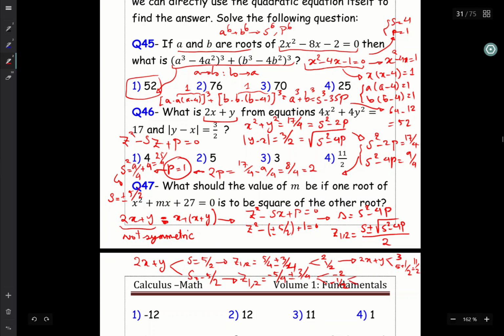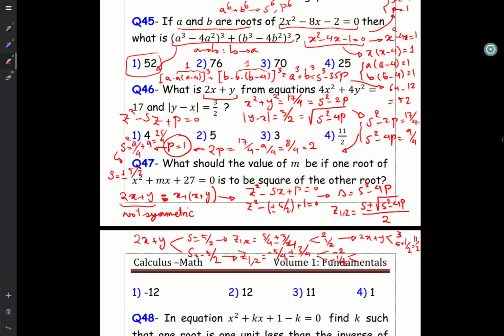And in this case, 2x plus y is minus 11 over 2 or minus 3. So in the choices, we have both 11 over 2 and 3. So these two choices could be potentially correct.